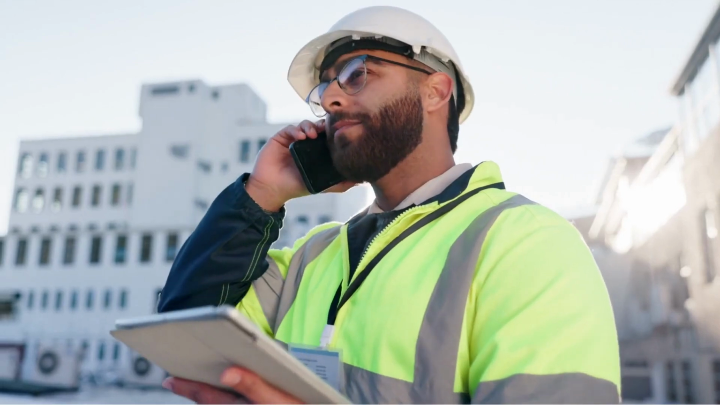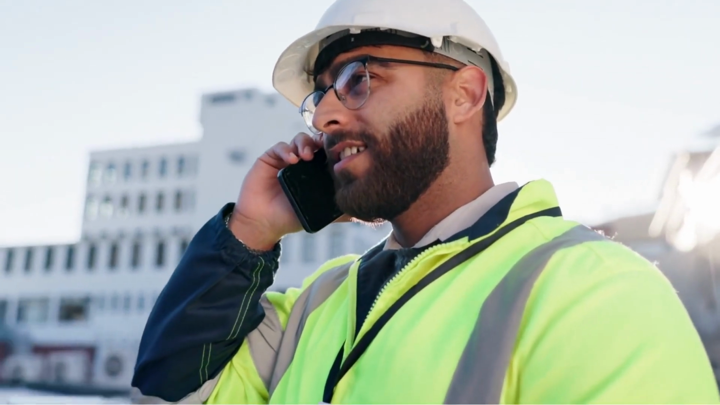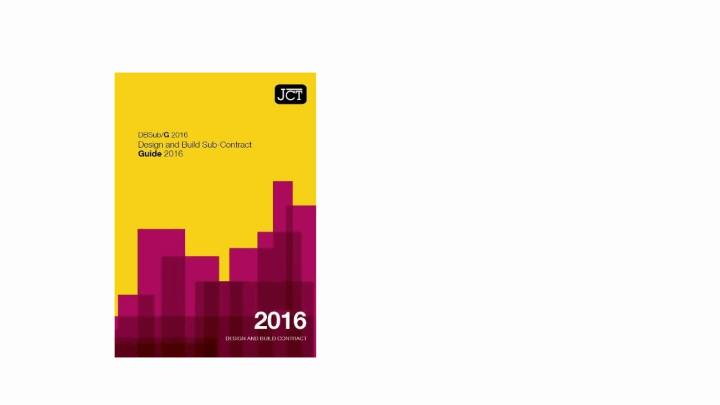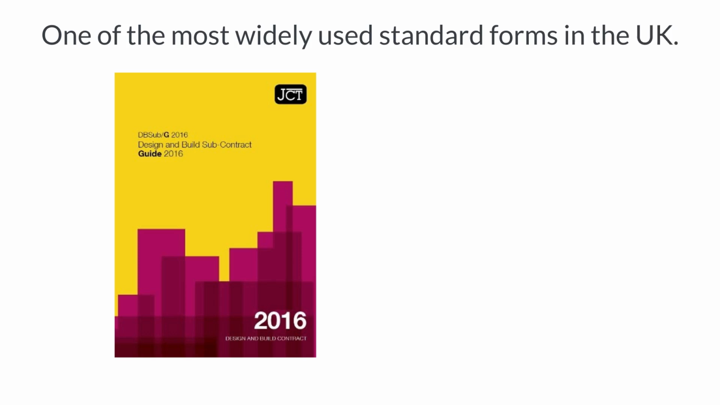In the world of construction contracts, clarity, coordination, and control are everything. Nowhere is this more true than under a JCT design and build contract, one of the most widely used standard forms in the UK. At the heart of every JCT contract lie three essential documents, each one powerful on its own, but only truly effective when working in harmony.